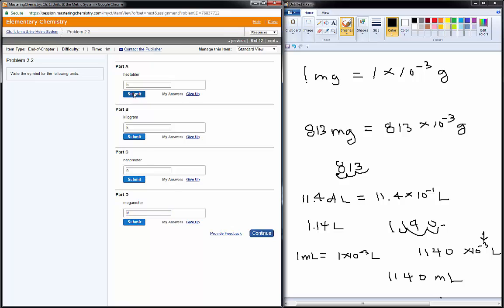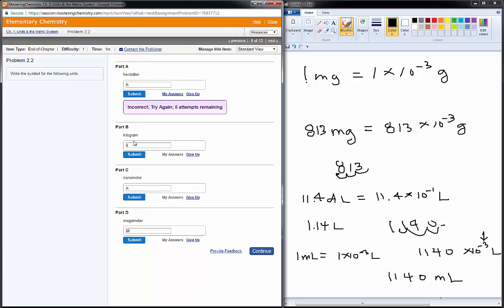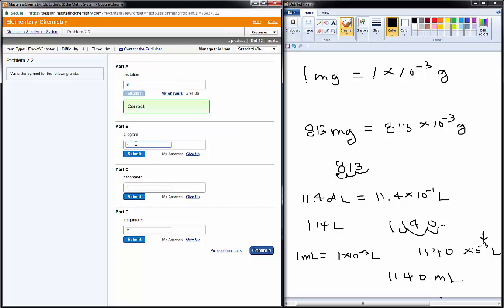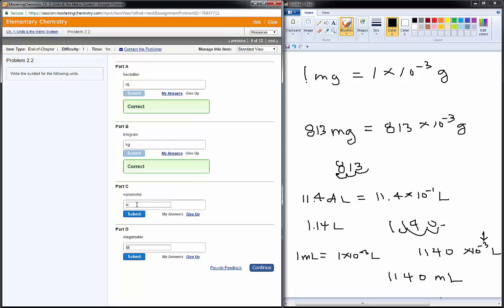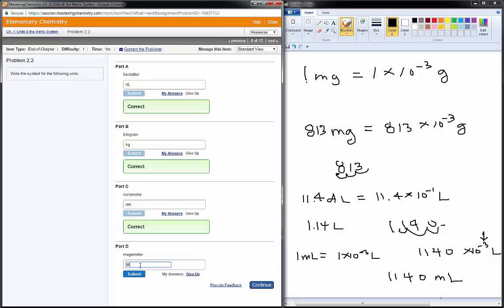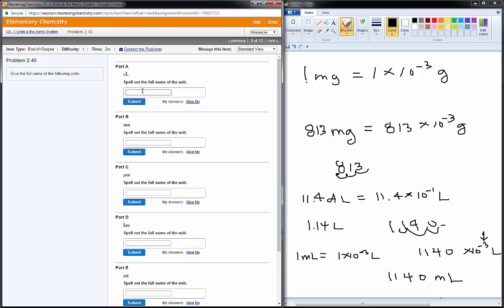Oh, I need to submit these. Oh, I'm sorry, hectoliter. Little h for hecto, big L for liter. Little k for kilo, little g for gram, little n for nano, little m for meter, so that's nm is nanometer. Capital M for mega, little m for meter, megameter. Little c is centi, big L is liter, so that's a centiliter.